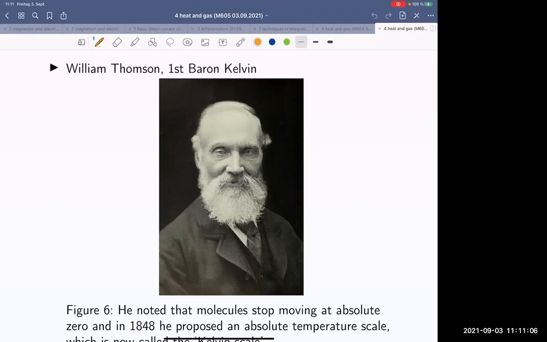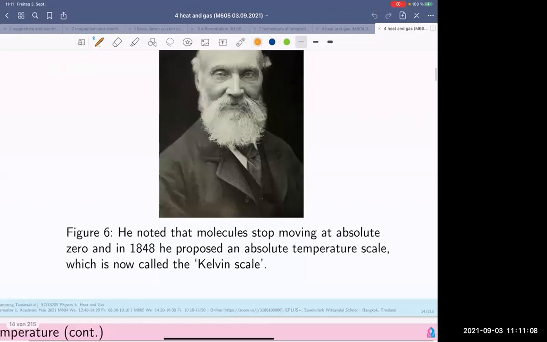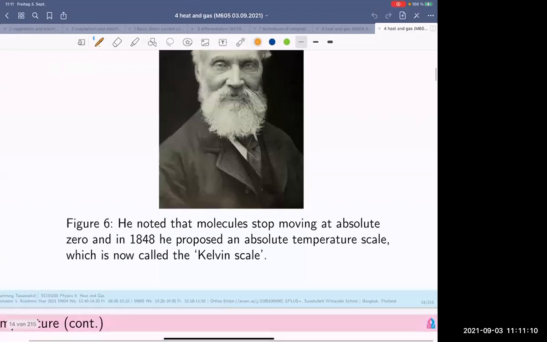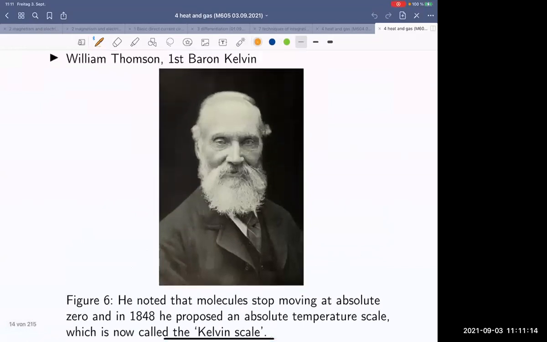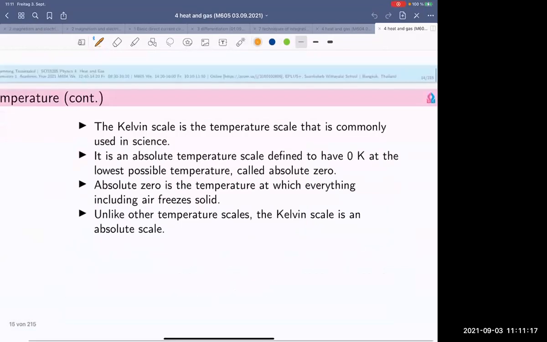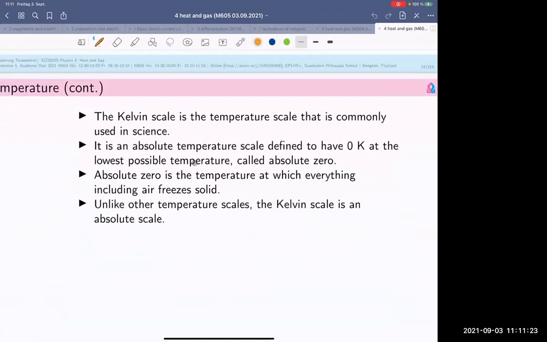Kelvin is not the actual surname of any person, but it's the title of this rank. We have to deal with the Kelvin scale because it's the temperature scale that is commonly used in science. If you want to work in a laboratory, you cannot avoid using Kelvin, especially in the faculty of science.